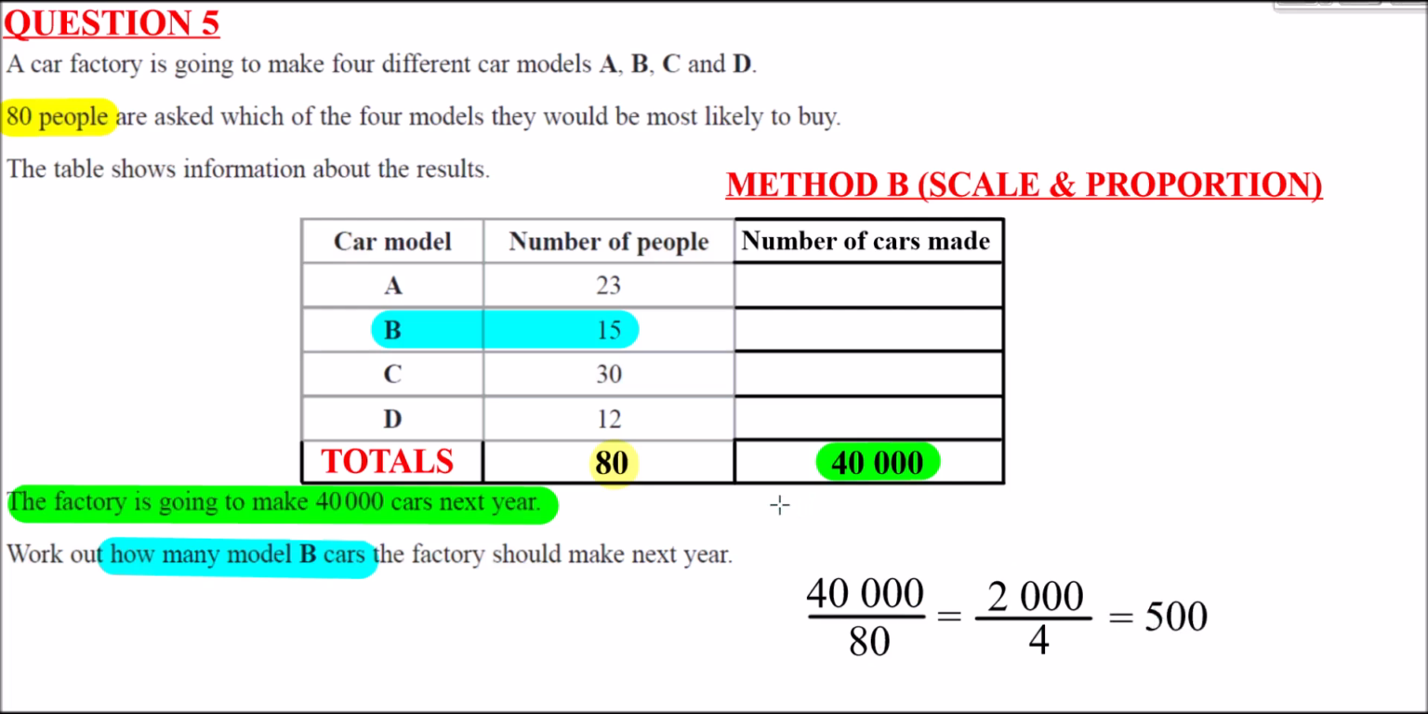Therefore, the scale factor from this column to the final one is to multiply by 500. So we'd need to multiply all these values by 500 if we were interested in how many cars of each model, but we're not. We're only interested in model Bs. So all we need to do is 15 multiplied by 500. 15 multiplied by 5 is 75. Add on the 2 zeros, that gives us 7,500.